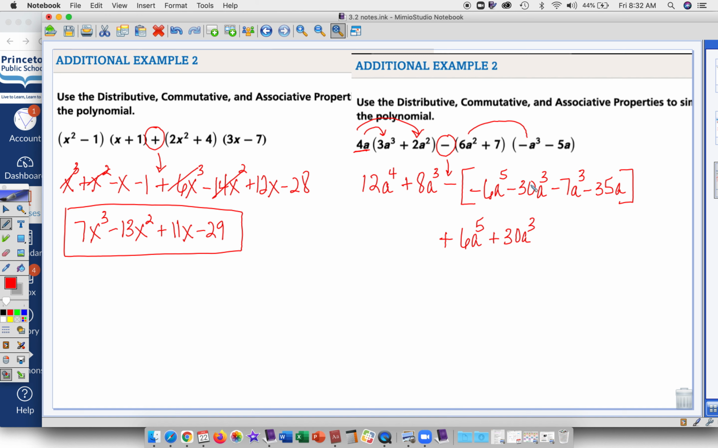Oh, and I can combine these two. So actually, let's back up a minute. We have like terms here, right? We've got a negative 30a cubed and a minus 7a cubed. So that's a negative 37a cubed, which becomes a positive 37a cubed. And then I can change this sign to a positive 35a. And bring down my first two terms.